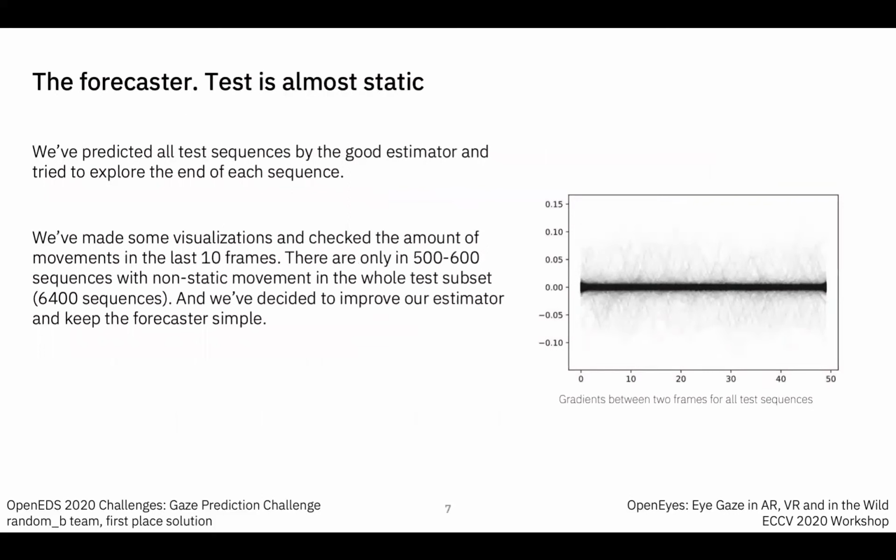So what's wrong with the test set? We predicted all test sequences with the good estimator and tried to explore the end of each sequence. We made some visualizations and checked the amount of movement in the last 10 frames for every sequence. There are only 500, 600 sequences with non-static movements in the whole test subset, which contains 6,400 sequences. And we decided to improve our estimator and keep the forecast simple. On the right side, you can see a visualization of gradients between two frames for all test sequences.